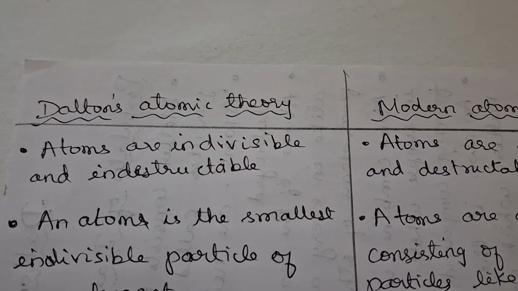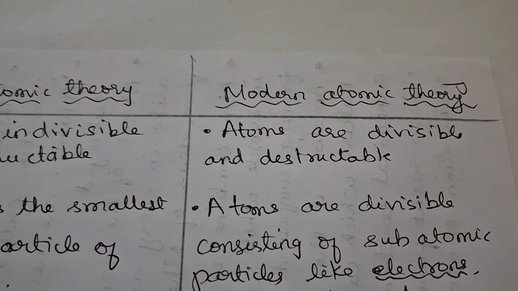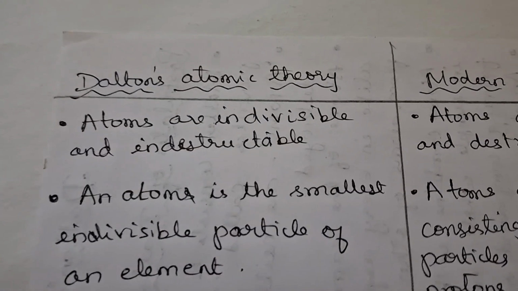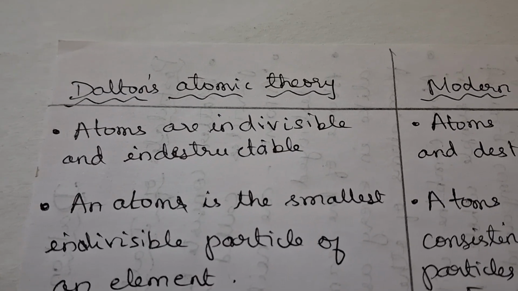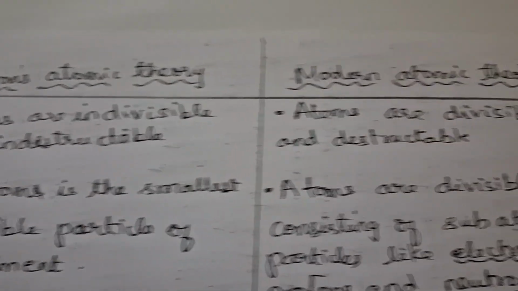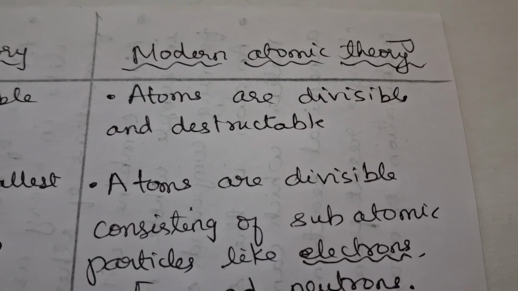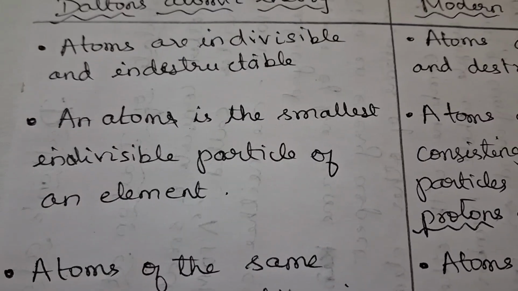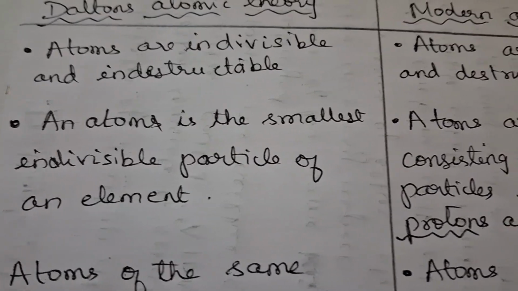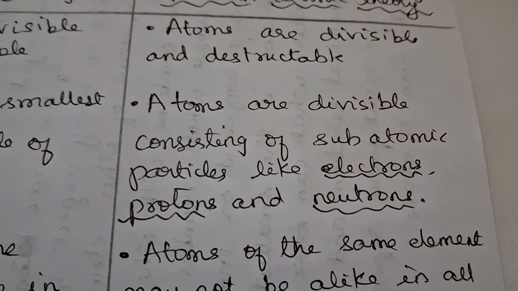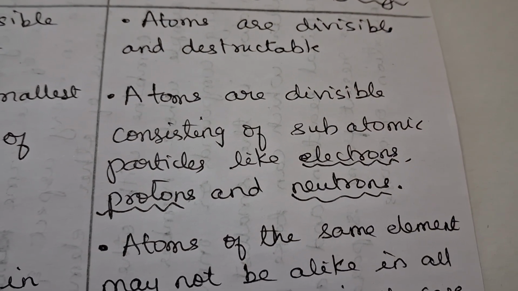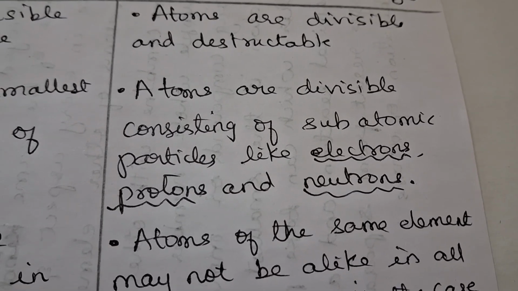Difference between Dalton's atomic theory and modern atomic theory. Under Dalton atomic theory, atoms are indivisible and indestructible, whereas in modern theory atoms are divisible and destructible. Atom is the smallest indivisible particle of the element, whereas here atoms are divisible, consisting of subatomic particles like electron, proton and neutron.